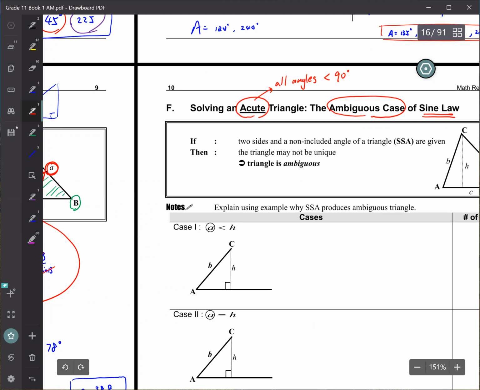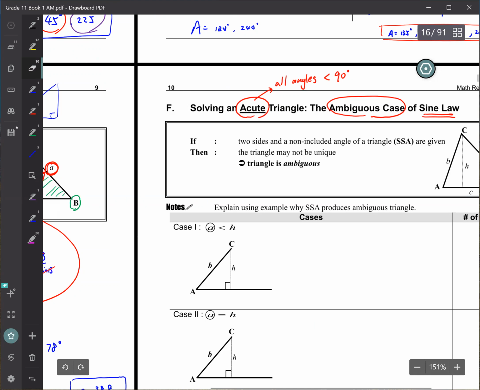So like 30 degrees, or like 60 degrees, 50 degrees, and then 70 degrees, that makes 180. So every single one of them is less than 90, then we call that triangle an acute triangle, okay?